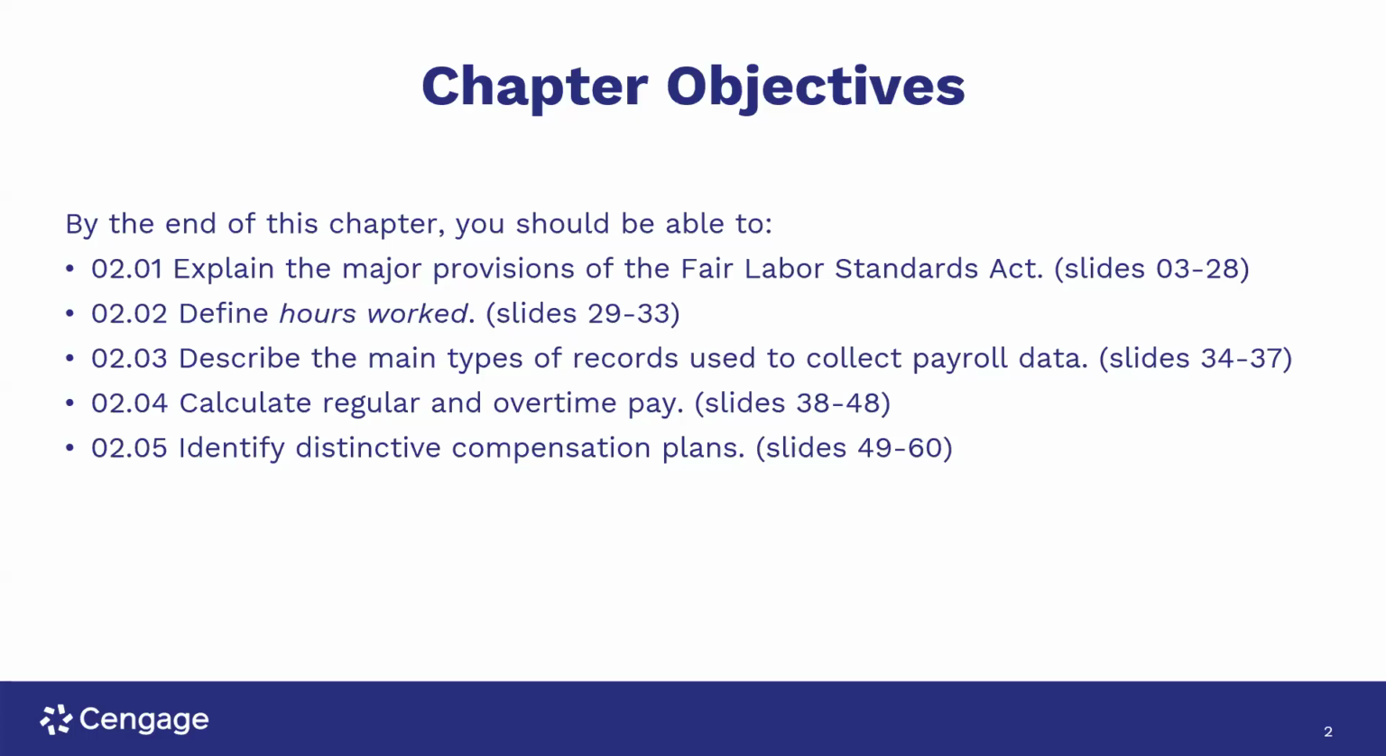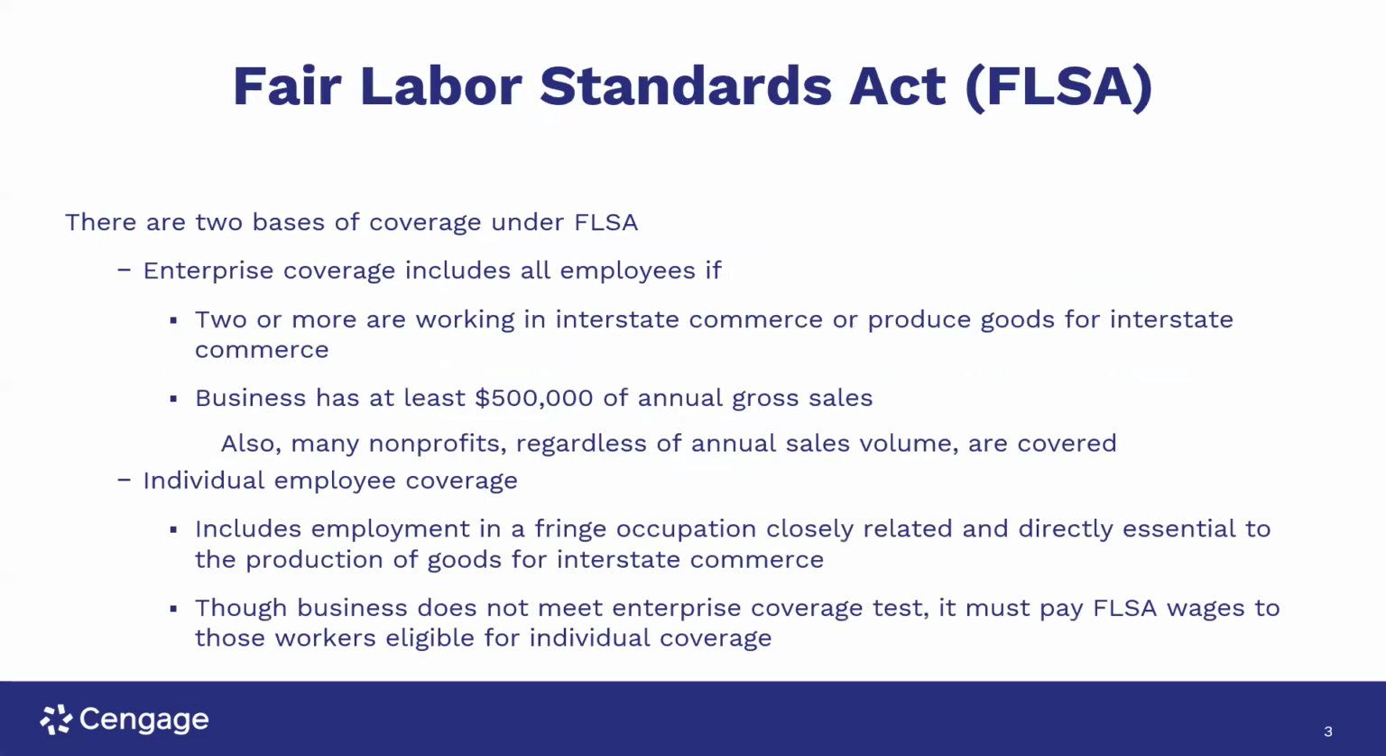The chapter objectives are to explain the provisions of the Fair Labor Standards Act, define hours worked, describe the main types of records used to collect payroll data, calculate regular pay and overtime pay, and identify distinctive compensation plans.